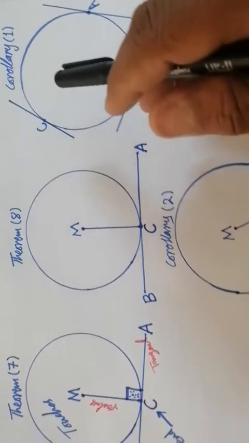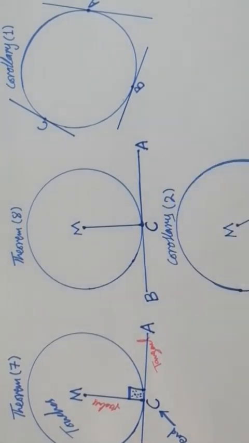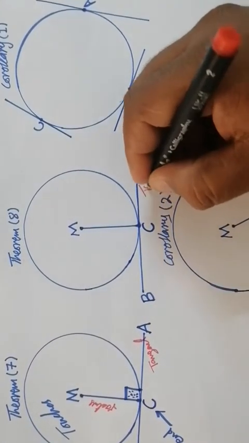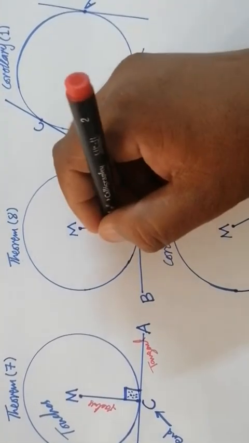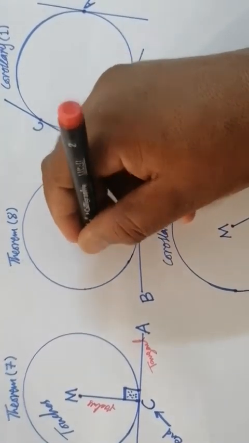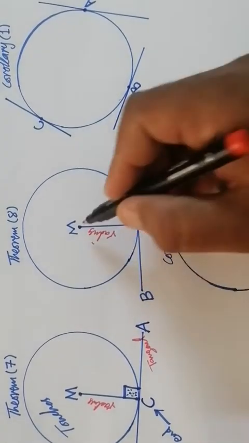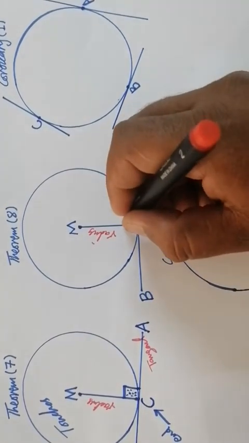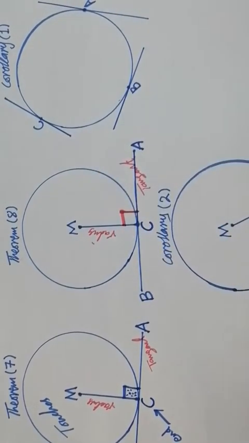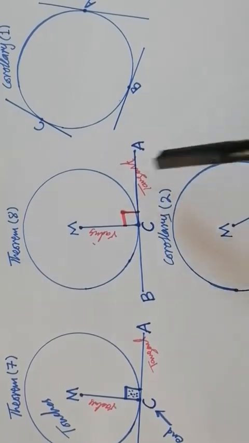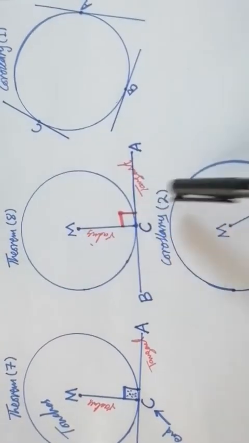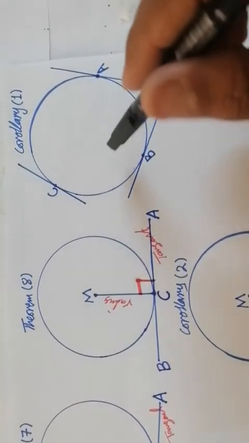Look at Theorem 8. It's like Theorem 7. Theorem 8 says the angle between the tangent and the radius. Do you agree that this is a tangent, and MC is a radius? The angle between the tangent and the radius at the tangency point, or point of tangency, this angle here, is a right angle. So this is Theorem 8.